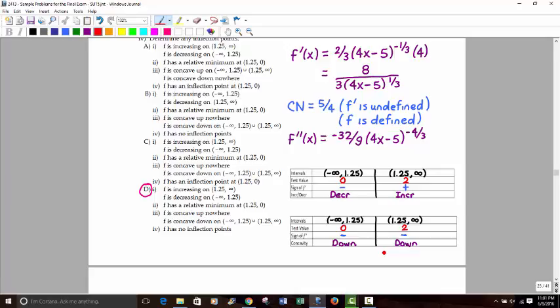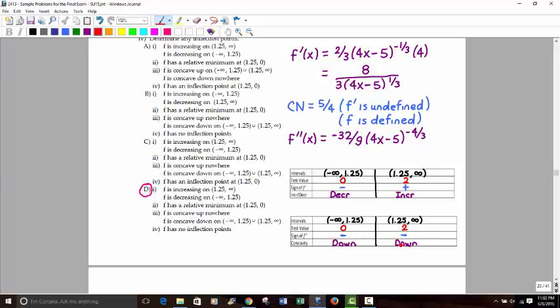Now, so you see, once we identify those values, we do the same business. Put in your test value, you get negative to positive. So you can see the function is going to decrease before 1.25, increase afterwards. And then for the second derivative, you get negative and negative on both intervals.